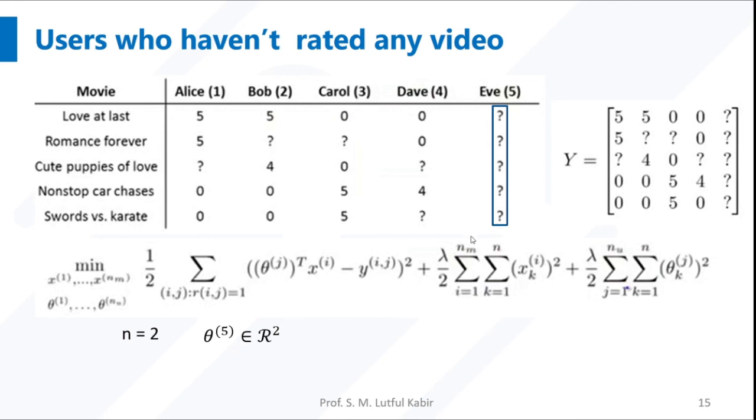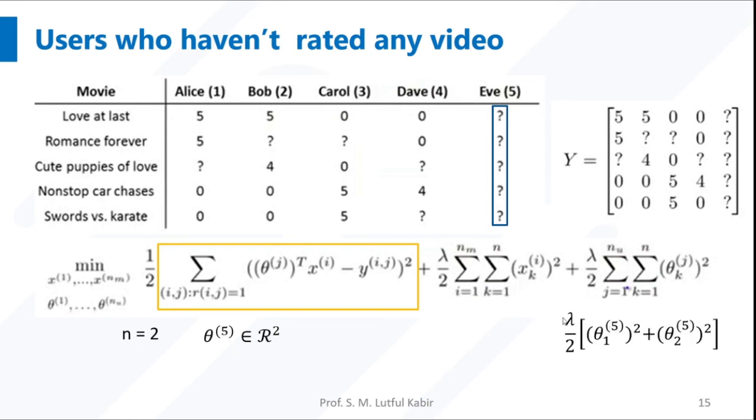So these are the values. Since he has not rated any movie, the term over there will be 0, because there will be no term with r(i,j) equal to 1. So theta will be determined by this term. As you know, this is a regularization term where lambda is the regularization factor, and this is the summation of all the thetas. For theta 5, the equation can be written like this.